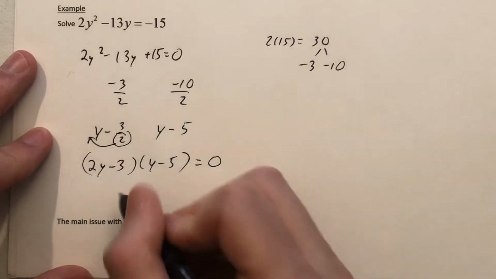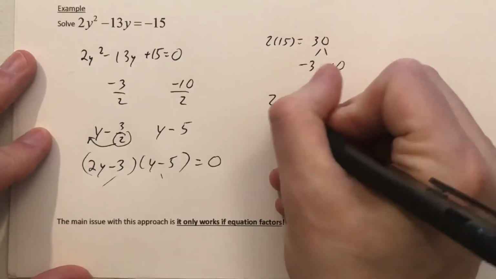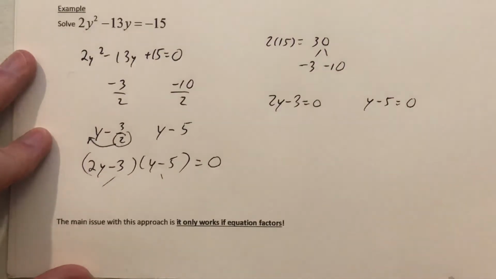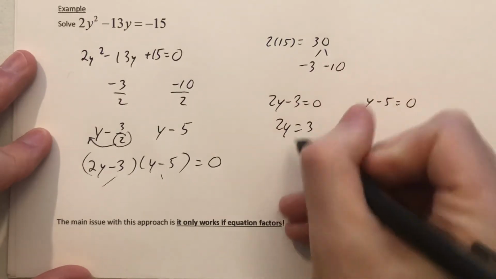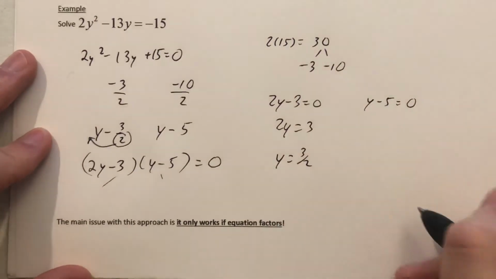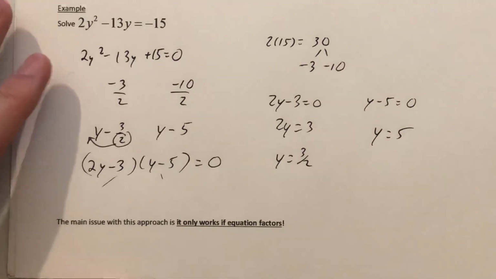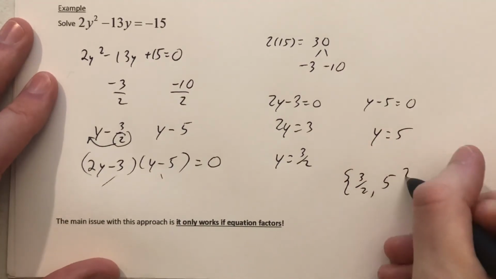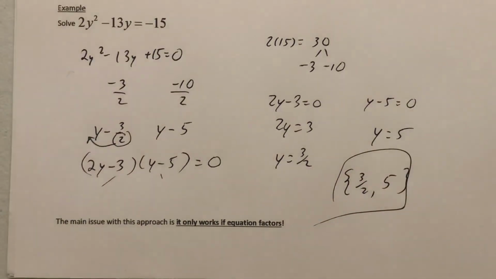equaling 0. And so then those are our two equations we can create. 2y minus 3 equals 0, and y minus 5 equals 0. So 2y equals 3, so y equals 3 halves, and there, just y equals 5, and that would be our two solutions, 3 halves and 5.